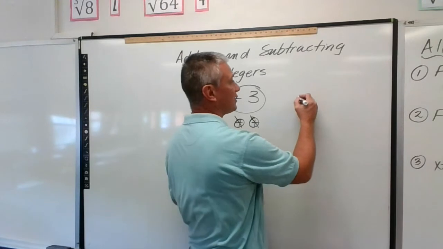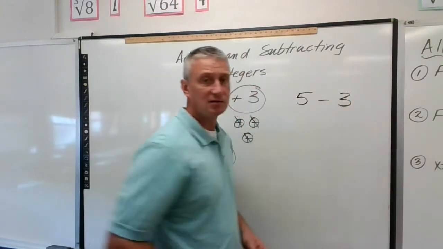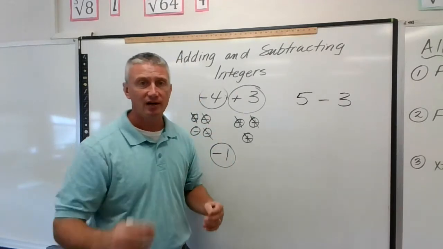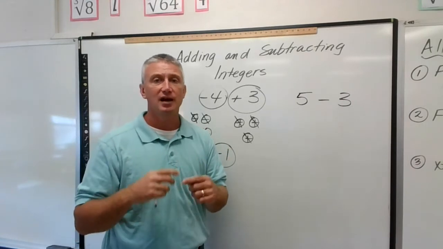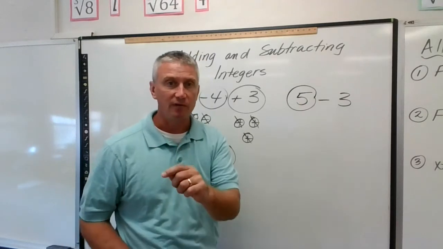For example, let's say I have +5 minus 3. We'll read it again as though it was a subtraction sentence. 5 minus 3. 5 minus 3 is equal to 2. Yes, we know that. But if you look at this through the eyes of the integers, here's what we have. 5 positives. That's a little bit of invisible math there.